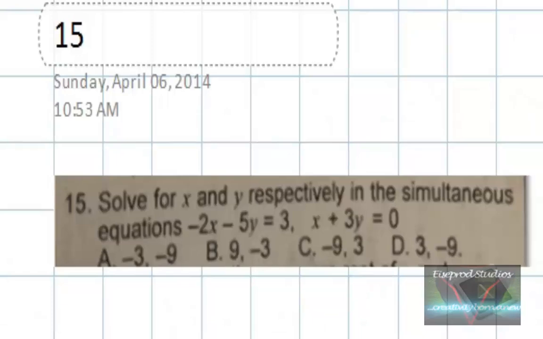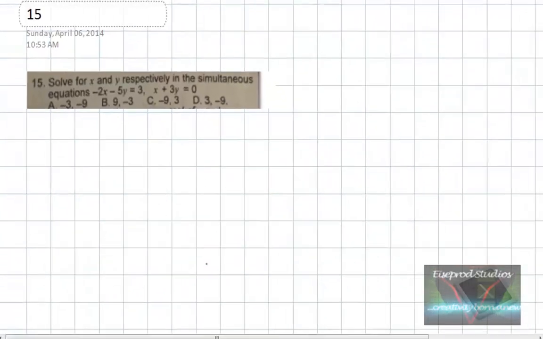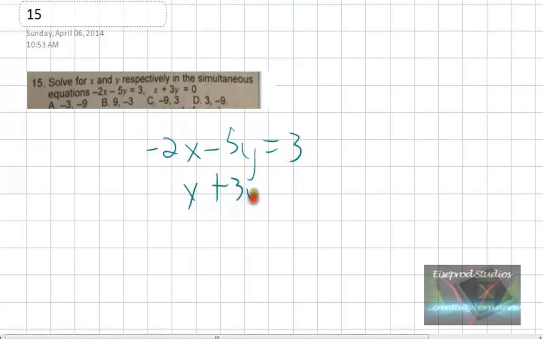So question 15 says solve for x and y respectively in the simultaneous equations negative 2x minus 5y is equal to 3 and x plus 3y is equal to 0. So I'm going to start by lining up these two equations. x plus 3y is equal to 0. And I'm going to use them in a system of equations.